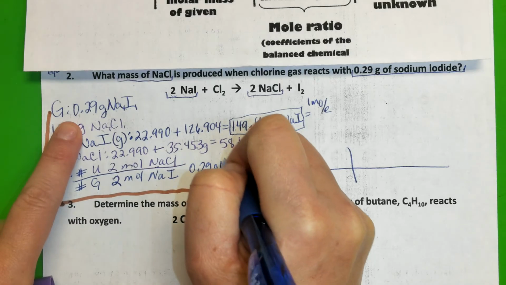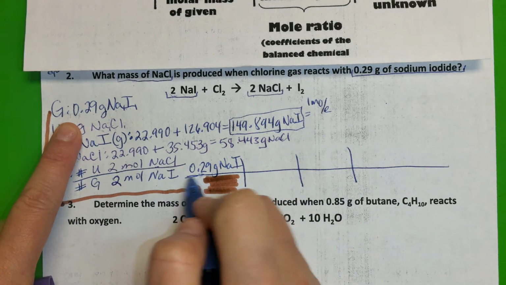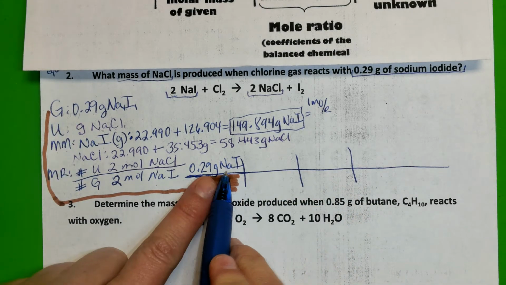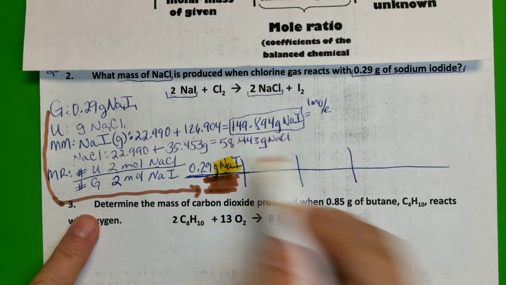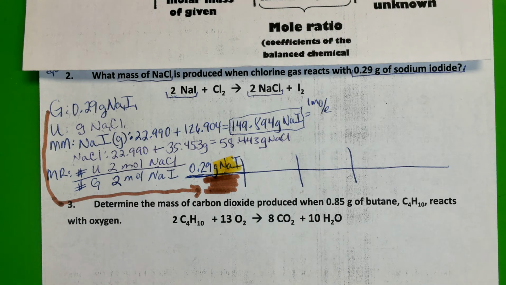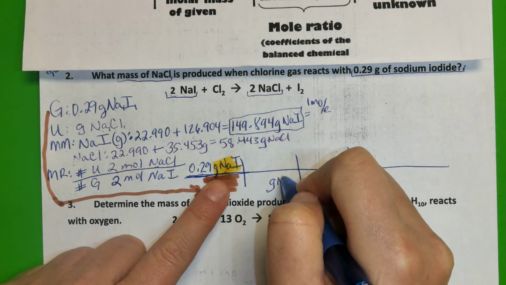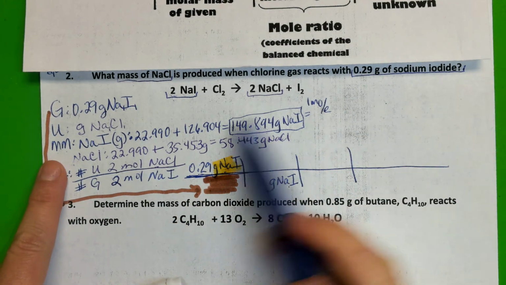0.29 grams of sodium iodide. Okay. So you see how this right here is grams of sodium iodide? Then that's the same thing that needs to go here. That is grams of sodium iodide. So that's where you need to start looking at your molar mass and mole ratio.